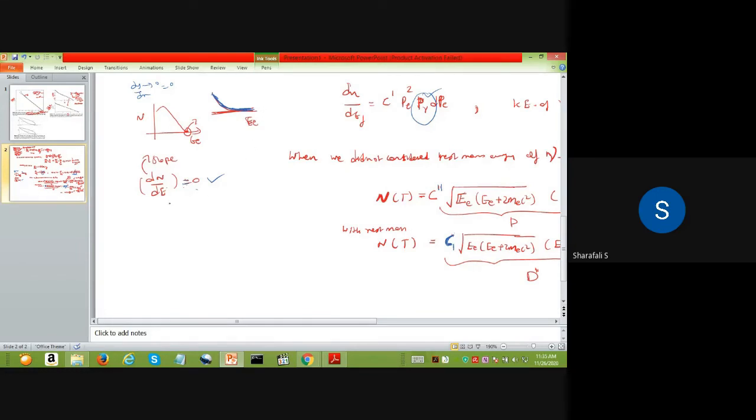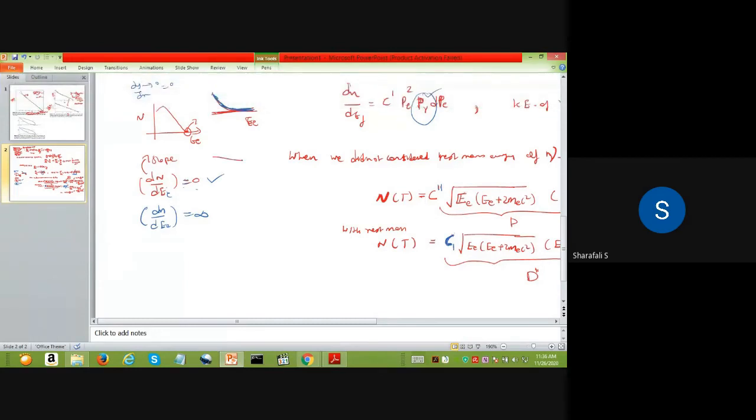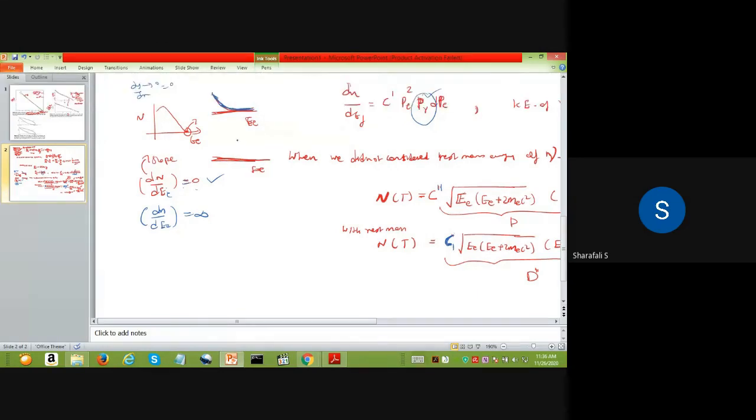But when you consider the second case, you have dn by dE, that is infinity. That means in that particular case, take this as your E axis, and if you calculate how this curve is coming, it will be coming like this, and it will be landing like this.